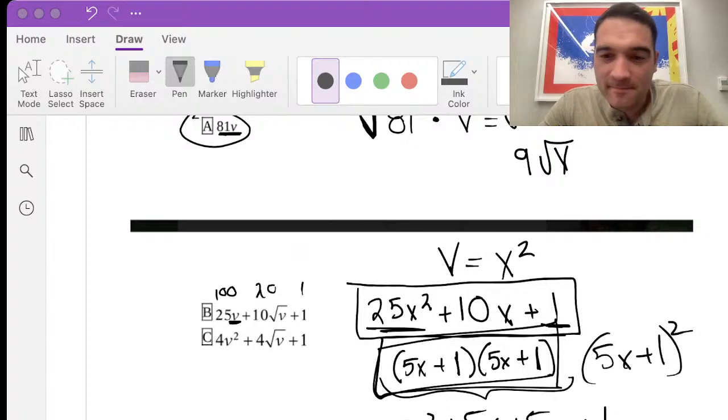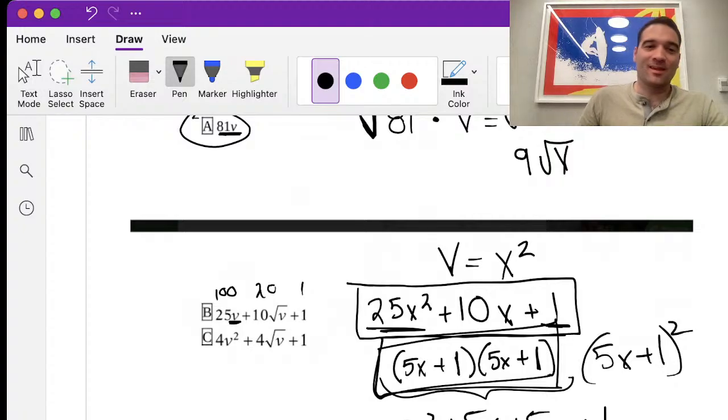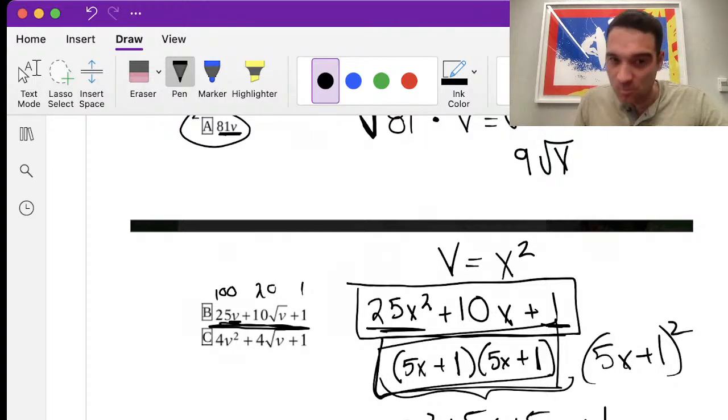So sorry about that. Didn't see that chat there. The idea I'm getting at is if you rewrite this in a quadratic form as 25x squared plus 10x plus 1, that factors into 5x plus 1 times 5x plus 1, i.e. 5x plus 1 squared, which is a perfect square.